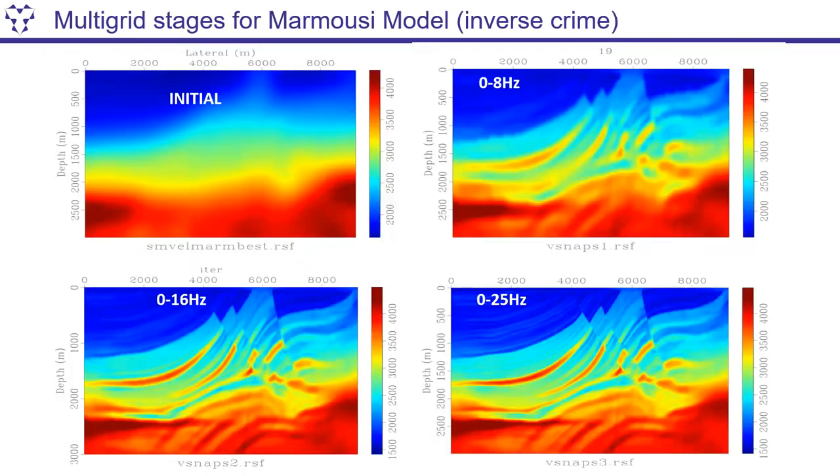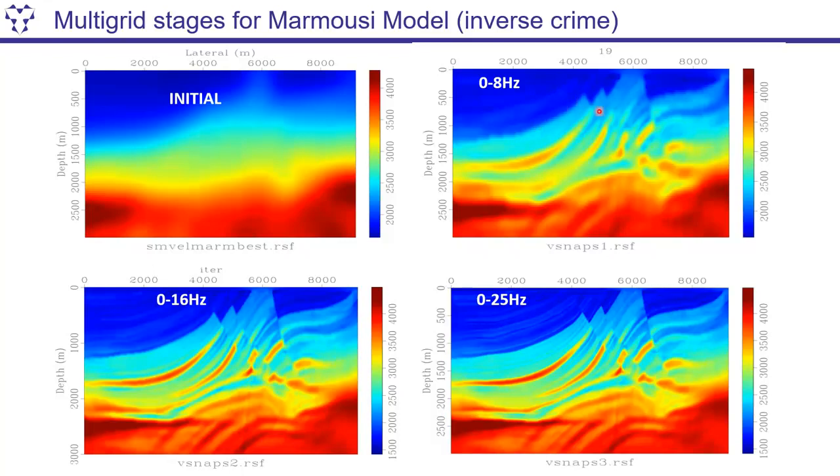Now, to deal with this problem of nonlinearity, typically what we do is solve the inversion in stages. For example, we start with the smooth velocity model, and in the first stage, let's say we want to work with data up to 8 Hz. We can work with the coarse grid and completely converge to the best solution we can achieve for that range of frequencies.